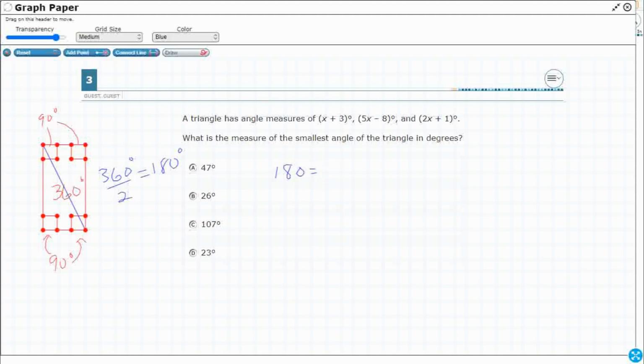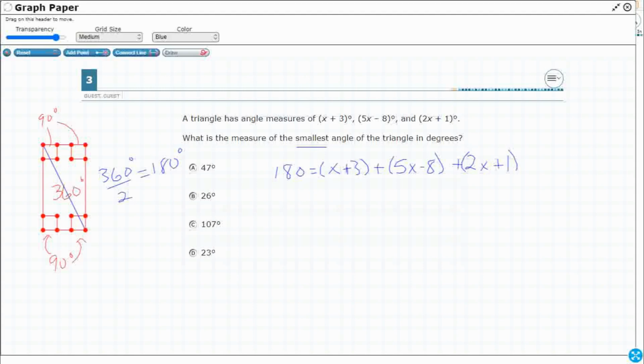What are its angles? Well, one angle is x plus 3. Another angle is 5x minus 8. Another angle is 2x plus 1. If I add all 3 of those angles, I'm going to get 180 degrees. So I need to first solve for x. Then, I don't want to get confused, I'm looking for the smallest angle. So one of these 3 is the smallest. So I need to find its value.